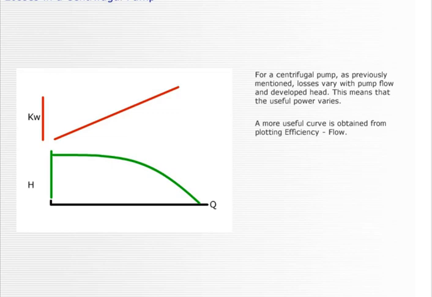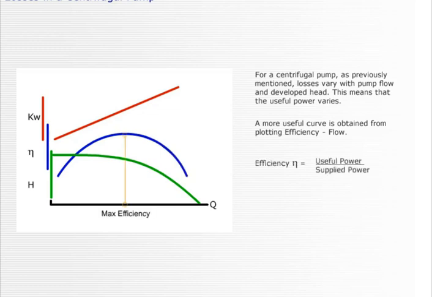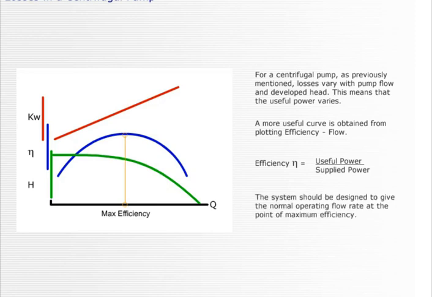A more useful curve is obtained from plotting efficiency to flow. Efficiency equals useful power divided by supplied power. The system should be designed to give the normal operating flow rate at the point of maximum efficiency.